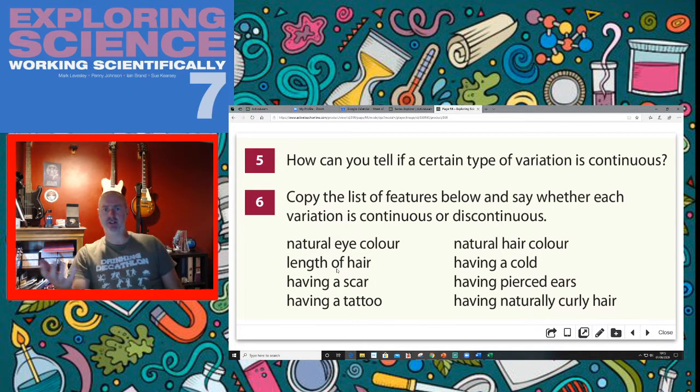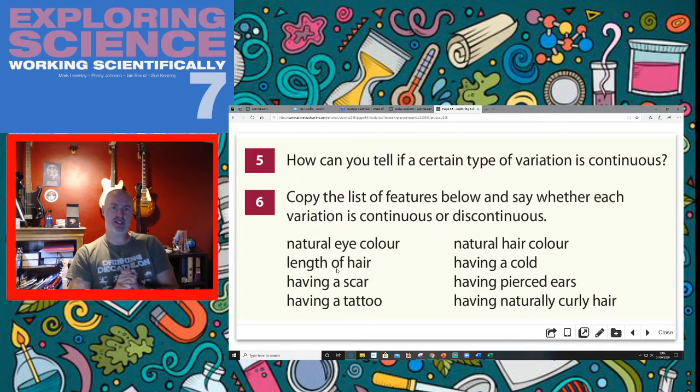So can we think of any others that are continuous? We could have height, I think we've already said. We could have the handspan. Quite often in school, when I'm teaching this, I'll get you to measure the span of your thumb to your finger. We'll get everybody in a line based on handspan, etc.